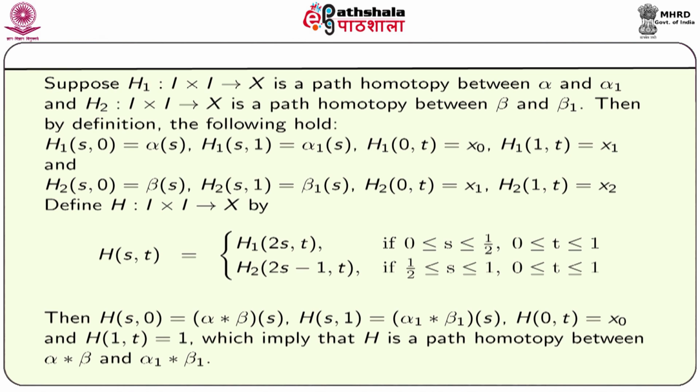Now, of course, if we put t equal to 0, then we have H(s, 0) equal to (alpha star beta)(s), and H(s, 1) is equal to (alpha 1 star beta 1)(s), and H(0, t) is x0 while H(1, t) is x2, which imply that H is a path homotopy between alpha star beta and alpha 1 star beta 1.